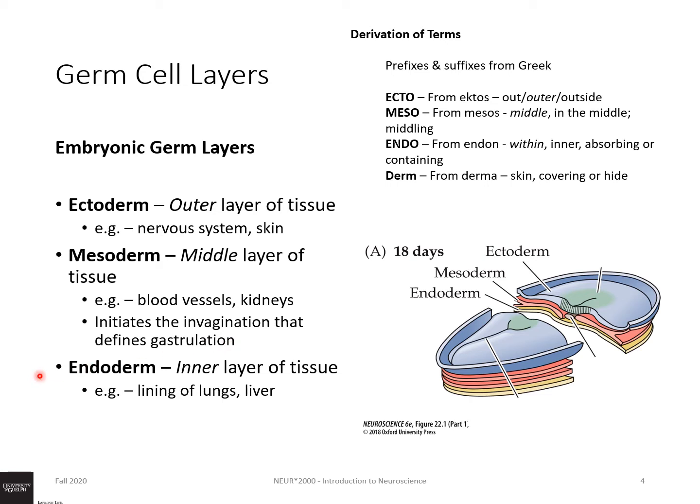The endoderm is the inner layer of tissue, so endo from inside. Endocannabinoids, for instance, are cannabinoids that your body naturally produces, and exogenous cannabinoids are from outside, like THC, for instance. So the endoderm, the inner layer of tissue, grows into the lining of the lungs and the liver.